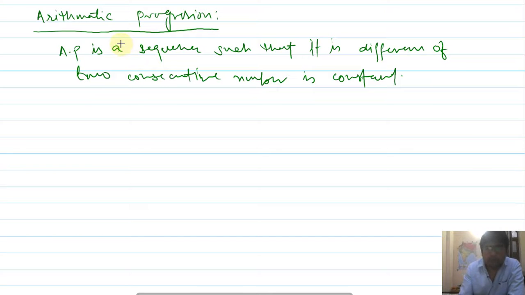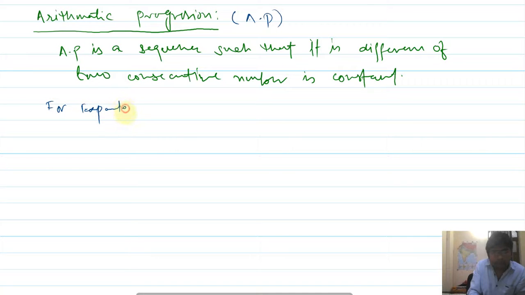Now, what is an arithmetic progression? We can denote arithmetic progression as AP in short form. An AP is a sequence such that the difference of two consecutive numbers is a constant. For example, what is the definition? An AP is a sequence such that the difference of two consecutive numbers is a constant.